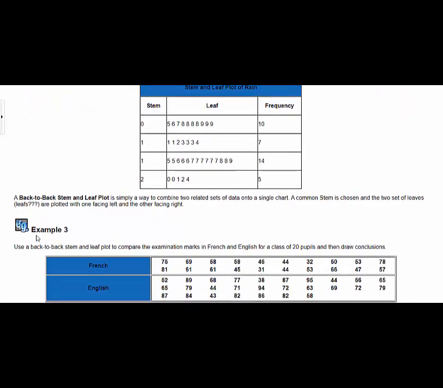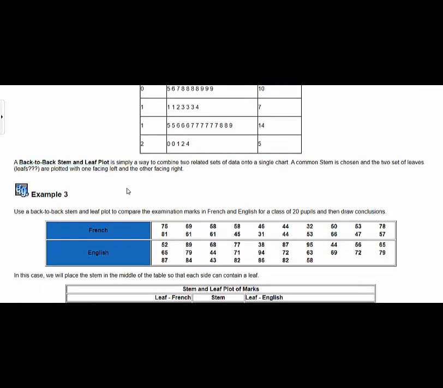Now, there is example 3 here, a back-to-back stem and leaf plot. I think we probably won't see it again, but since it's in here, it's worthwhile mentioning it in case you do run into one.